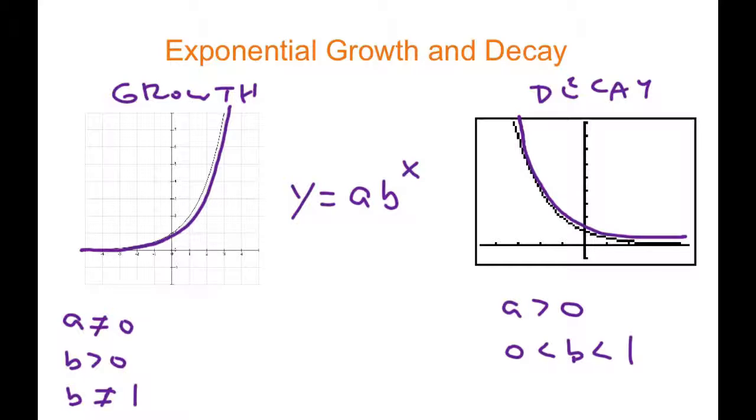Both of these, we're going to use the same formula, y equals a times b to the x power. But we have some different constraints. For the growth model, a cannot equal 0, b has to be greater than 0, and b cannot equal 1. For the decay model, a cannot equal 0, or a has to be greater than 0, and b has to be between 0 and 1. So think of it like a fraction or a decimal in between 0 and 1.